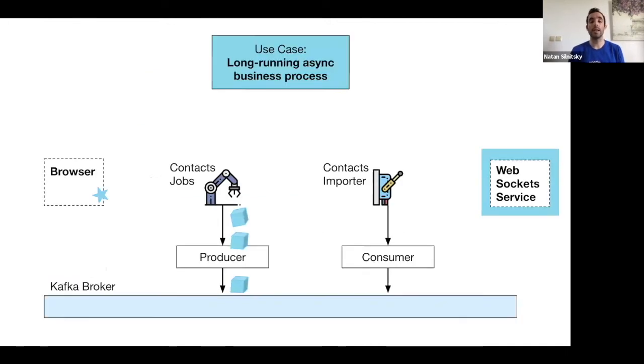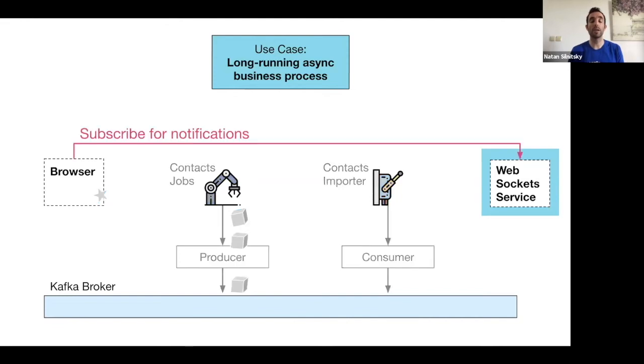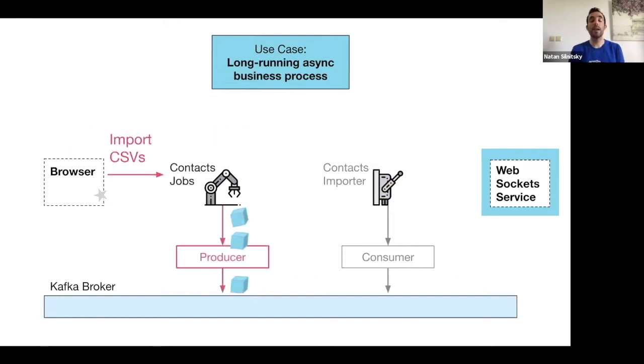So here you can see an example with a process of importing contacts into the Wix platform. And it involves all kinds of microservices. And they interact using Kafka. So if we want to have a request coming from the browser, the first thing it will do, it will subscribe for notifications from the WebSocket service. Then it will actually send the HTTP request to import the contacts from the CSV, let's say. Then we have the contacts job service that creates these import jobs.